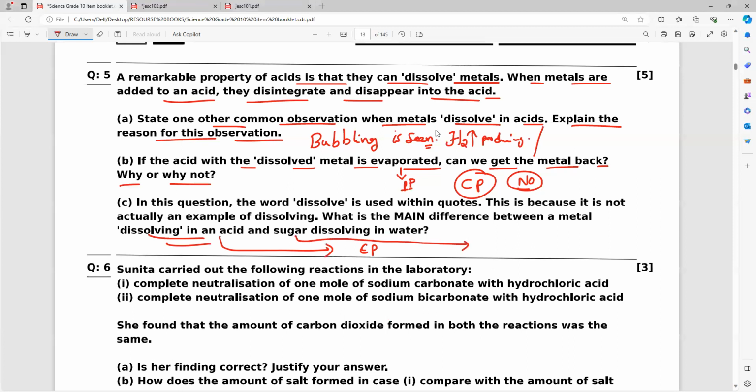Sugar dissolving in water, it is a physical process. It is a physical change, PC. The other is a chemical change, CC. So please note it. Metal dissolving in an acid is a CC, chemical change.